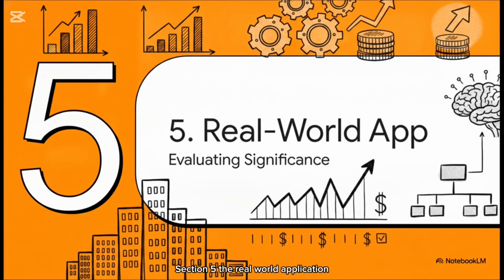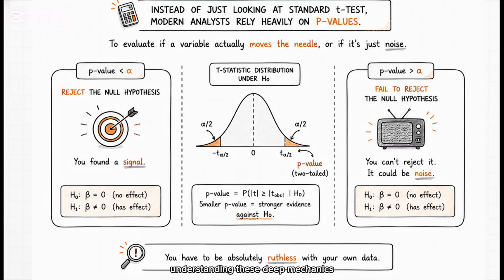Section 5. The real-world application. Understanding these deep mechanics is what truly separates a textbook student from a Wall Street quant. Instead of just looking at standard t-tests, modern analysts rely heavily on p-values to definitively evaluate if a variable actually moves the needle or if it's just noise. If your p-value is less than your significance level, you reject the null hypothesis. You've found a signal. If it's greater, you can't reject it. You have to be absolutely ruthless with your own data.